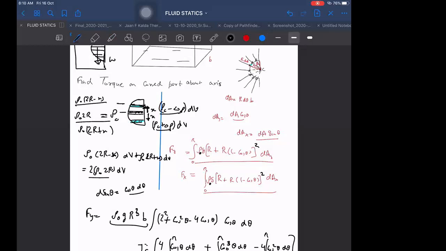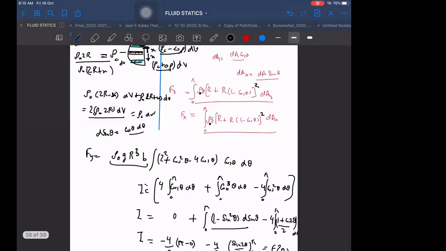Ultimately the total volume is also 2 dv: dv this side and dv this side. So ultimately I'm getting rho at the center into dv dash. I was expecting that only, and that is easy to calculate. The total volume is pi r square by 2, half of the circle, into the width b. So I am sure that this answer is correct.